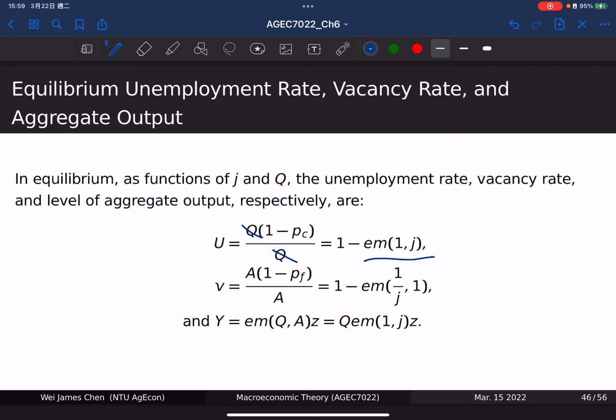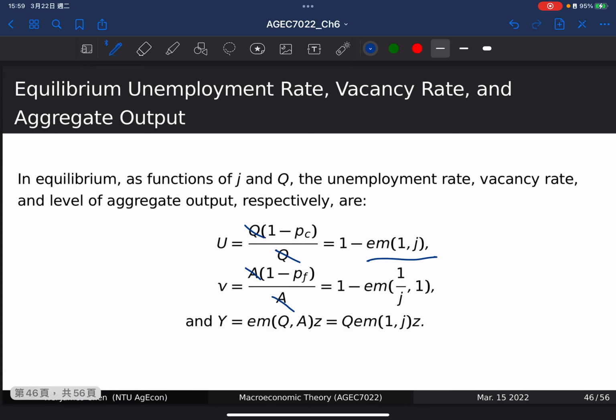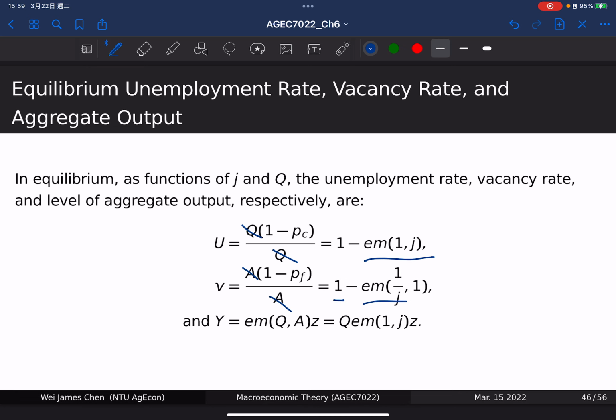And what is the vacancy rate? Again, by definition, it should be the aggregate number of vacancies times 1 minus PF. PF is the probability that a job vacancy can be filled. 1 minus PF is the probability it cannot be filled. So by definition, the vacancy rate should be A times 1 minus PF divided by A. And the A goes out as well. So the vacancy rate is simply 1 minus EM1 over J1.